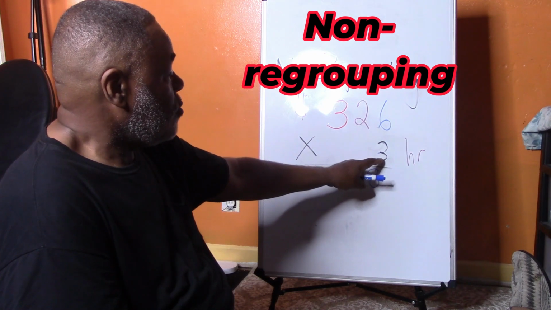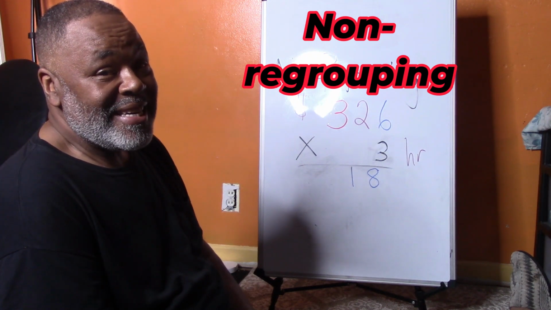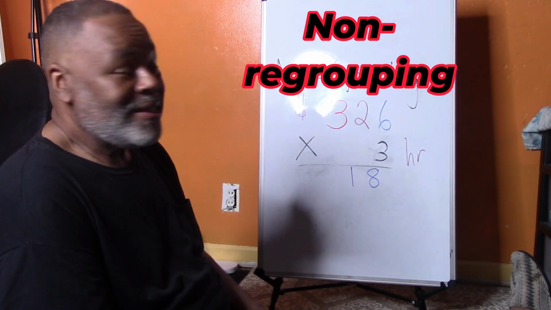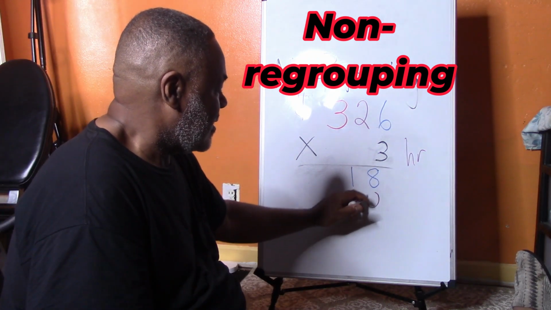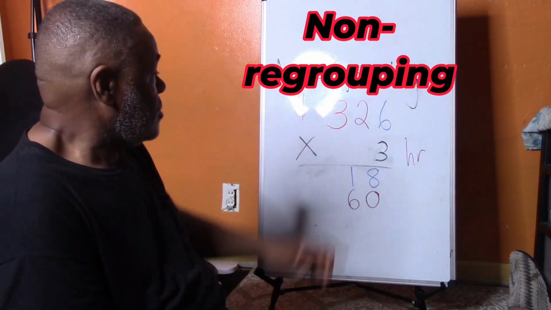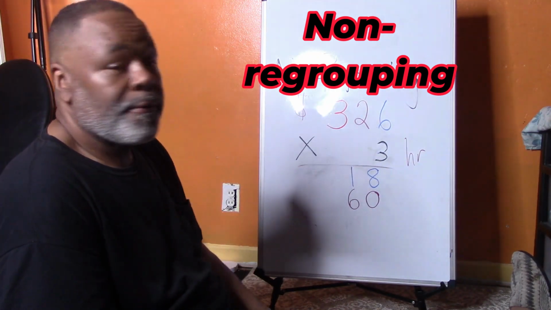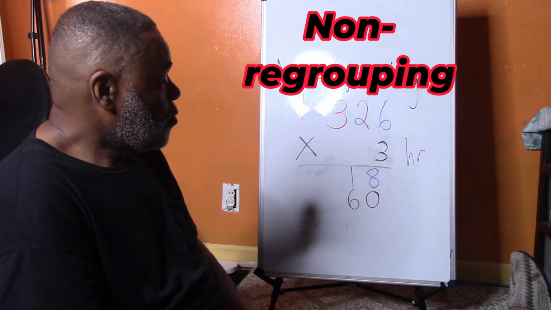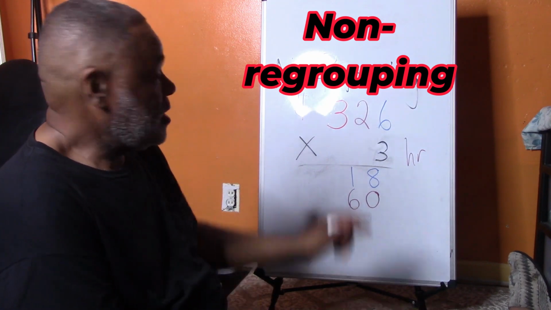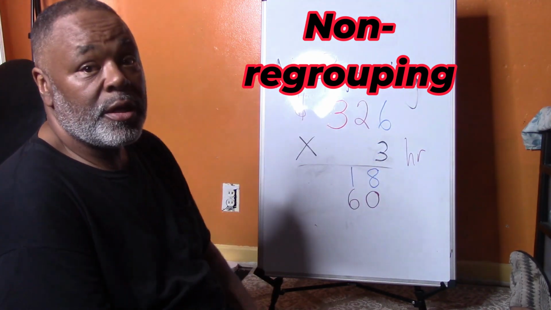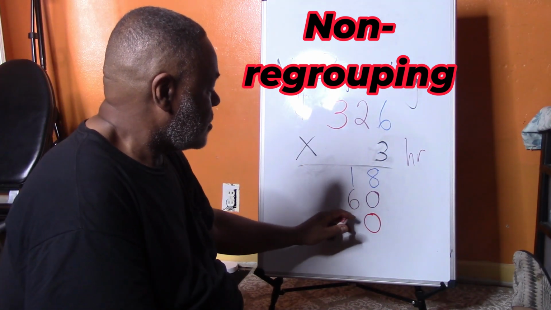Alright, so now we're going to take 3 ones times 2 tens. And 2 tens is 20. So 20 times 3 is 60. Again, notice I didn't put nothing over there. It's non-regrouping. You just write the answer down there. Okay? And now we're going to take the same 3 ones times 300. So this is basically saying 300 times 3. So 300 times 3 is 900.